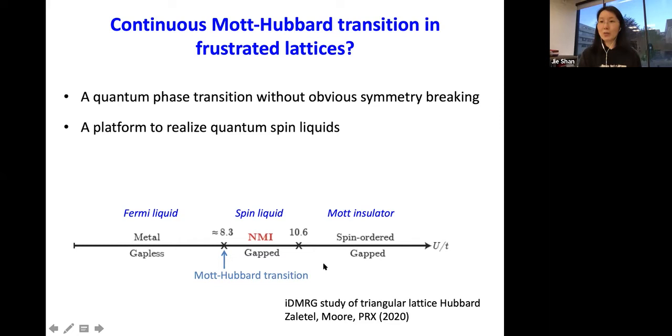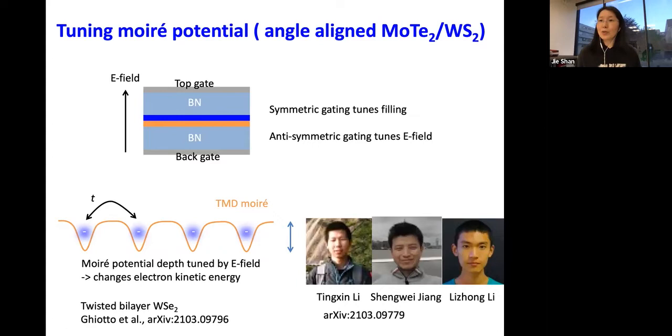Okay, so let's get to the experimental side. We would like to tune the interaction strength, in other words, the U over T ratio. One way to do that is to change the twist angle. At large twist angle, we have a smaller period and we have a large hopping. But this cannot be continuous. So we are looking for other ways to tune U over T continuously. And this is one, it seems to work. Okay, so let me just explain how that works.